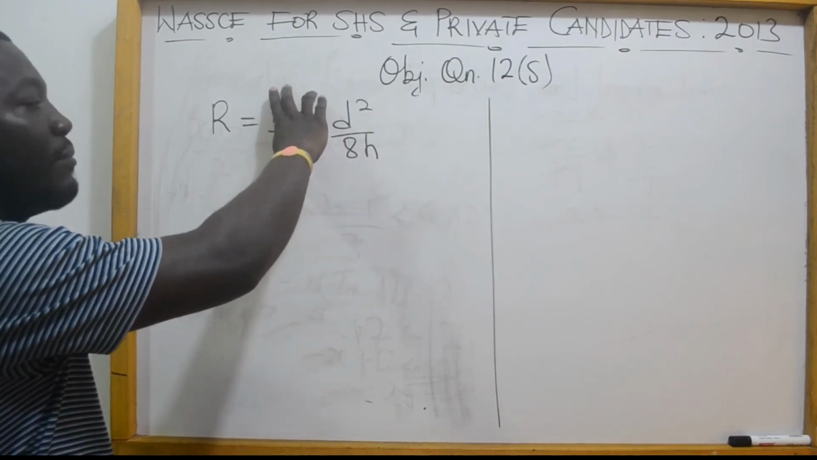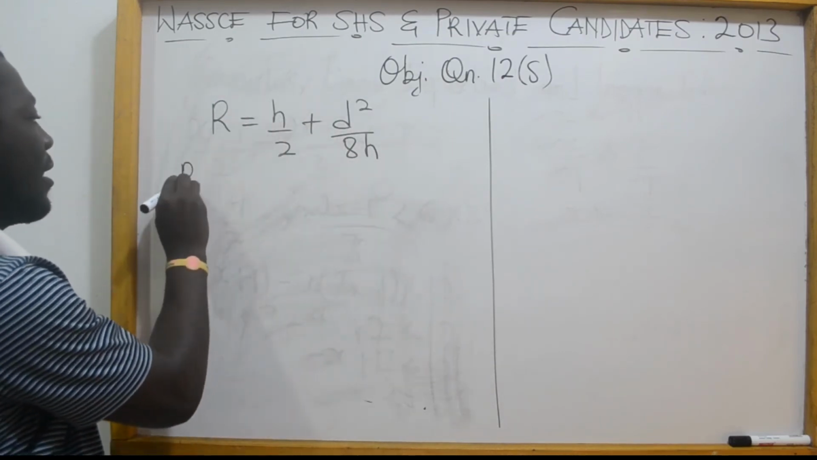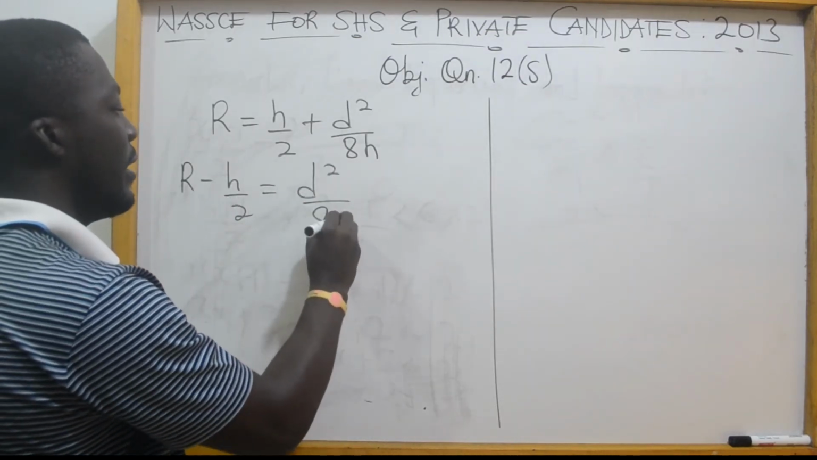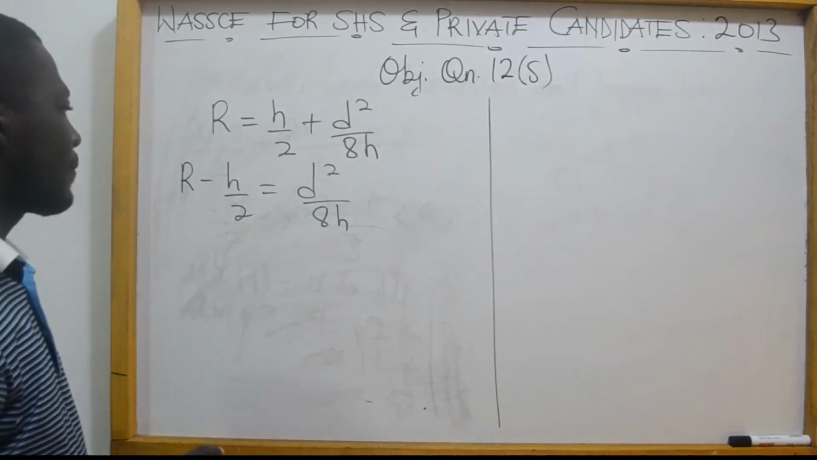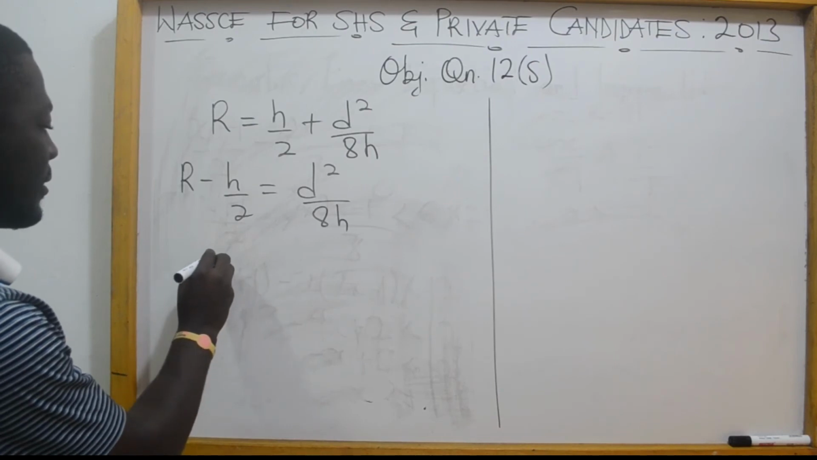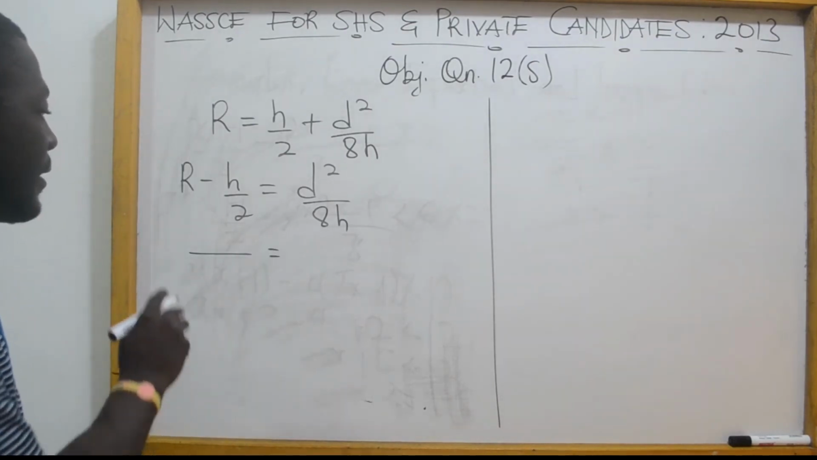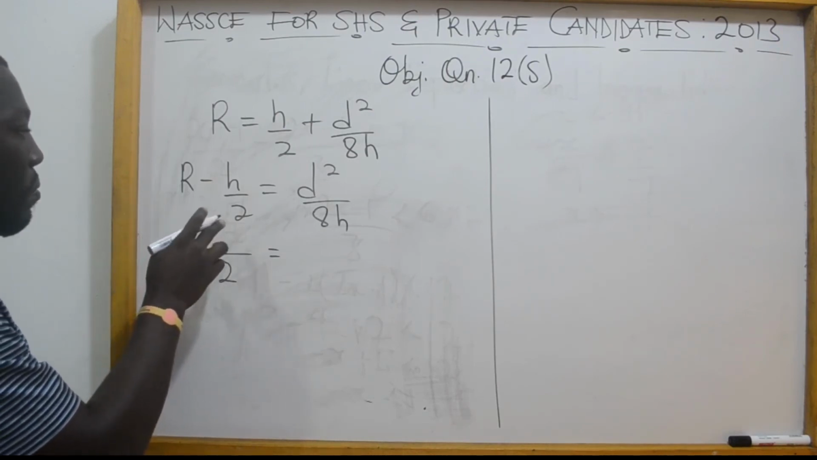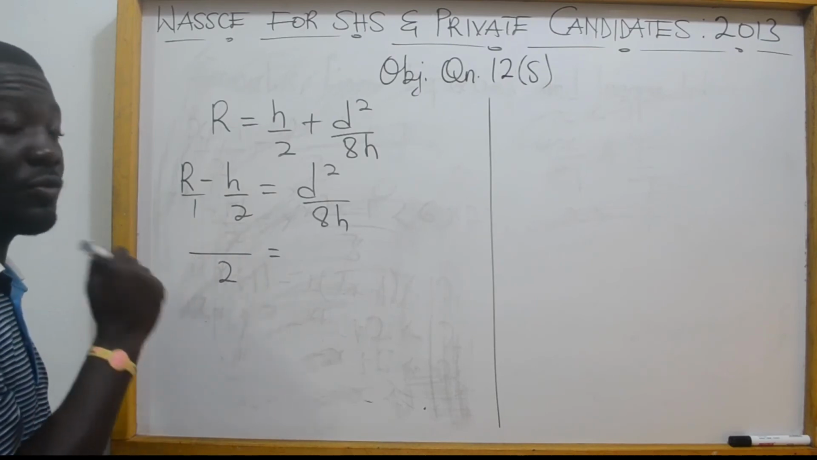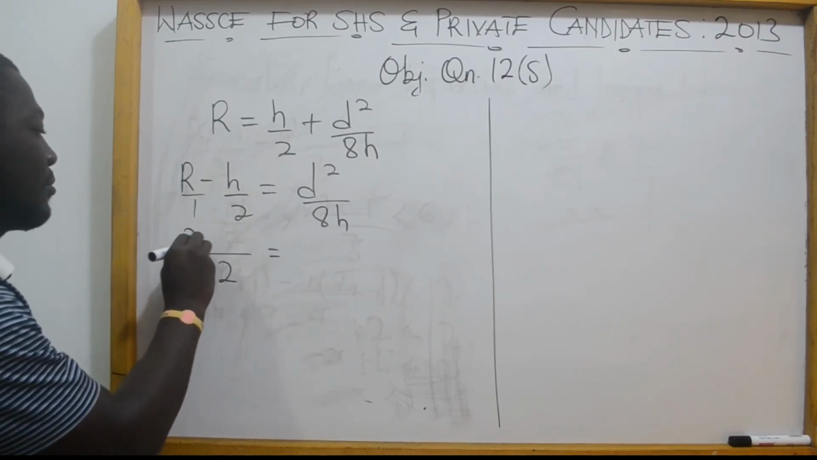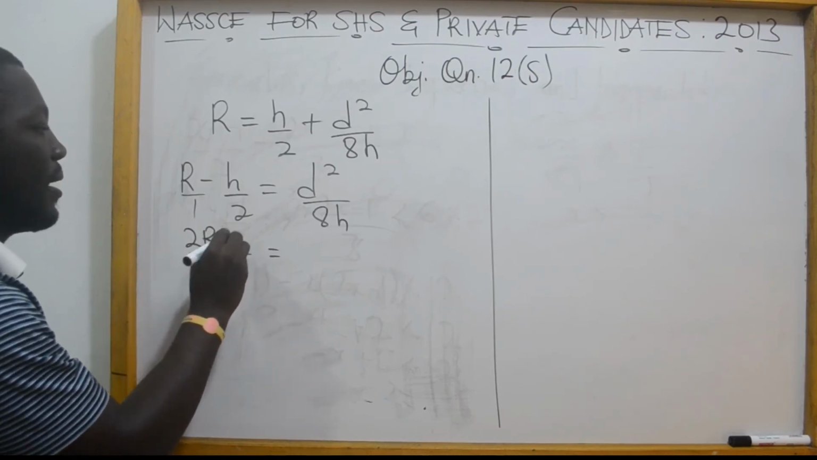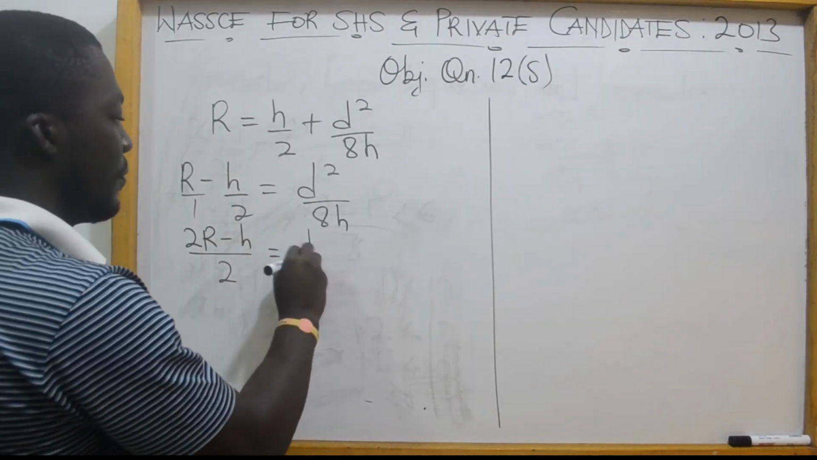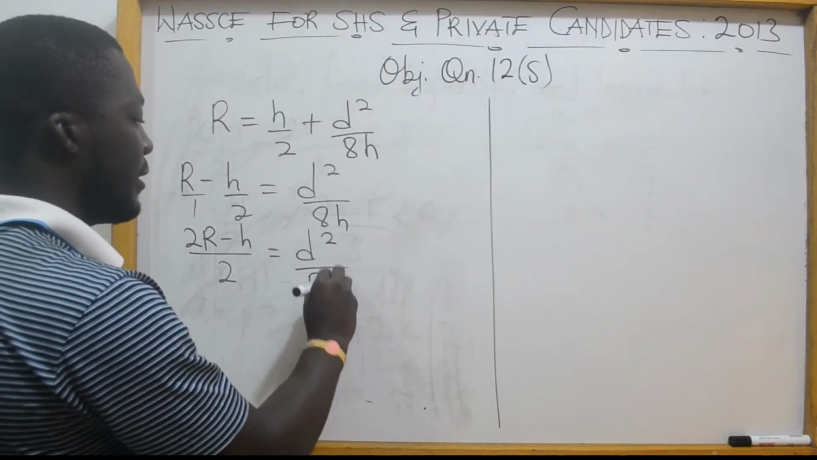We can transpose this term to the left hand side. That will give us r minus h over 2 is equal to d squared over 8h. Now, let's simplify this part. The least common denominator will be 2, and 2 divided by 1 is 2. 2 multiplied by r is 2r, minus 2 divided by 2 is 1, 1 times h is the same h, which is equal to d squared over 8h.